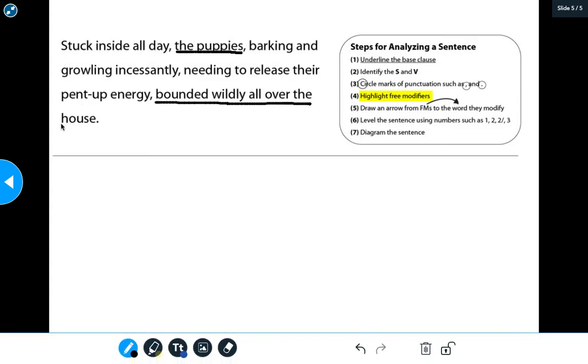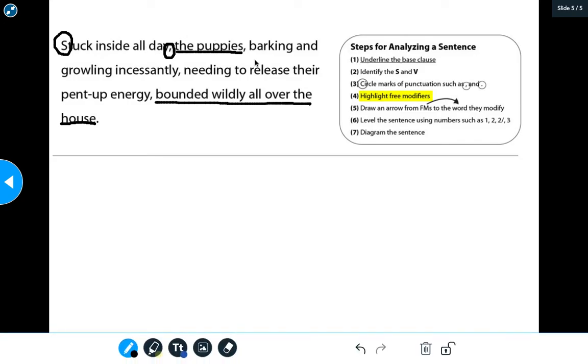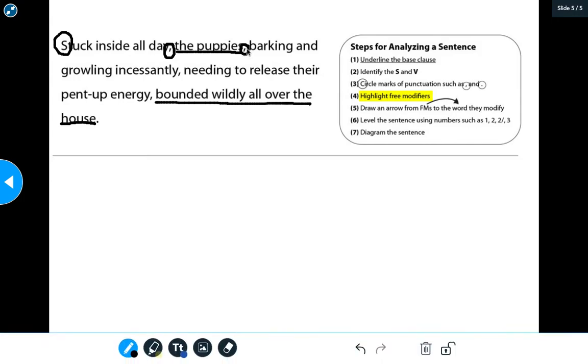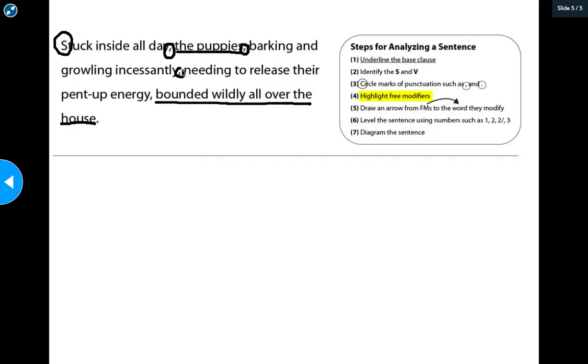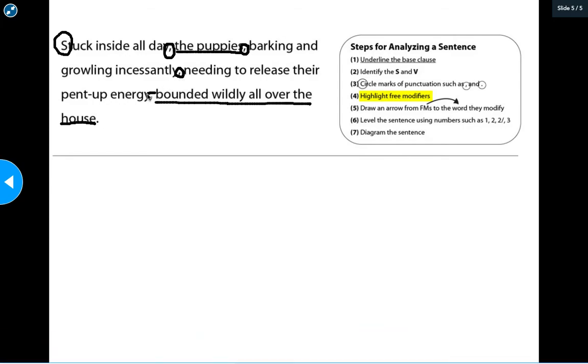And you can see this base clause is seriously being interrupted. Here's where the base clause begins. Here's where it continues, like 2 lines later. So, you know, what is it that's interrupting the base clause? Well, we'll get there in a second. We do have an initial position free modifier right here, stuck inside all day, probably modifies the puppies. And then we have 2 medial position free modifiers. Here's one between this mark of punctuation and this mark of punctuation. Then we have another one, it's a shared mark of punctuation. Needing to release their pent-up energy is separated by this mark and this mark.